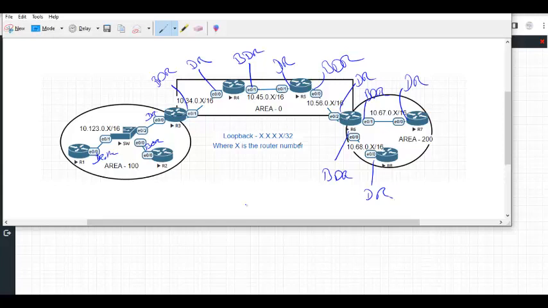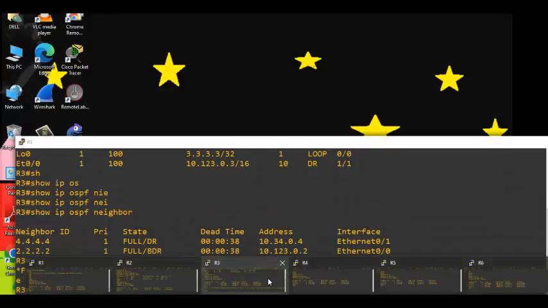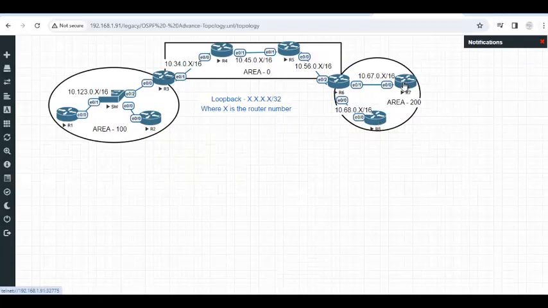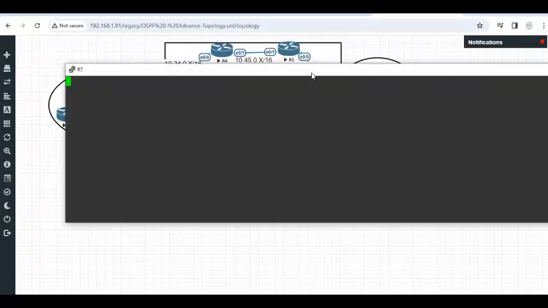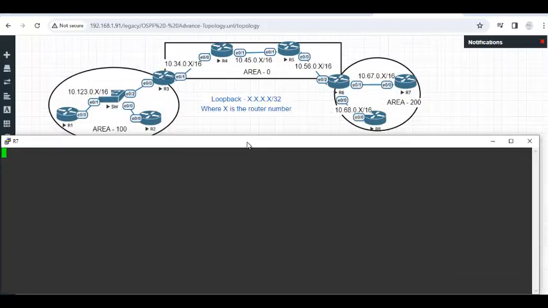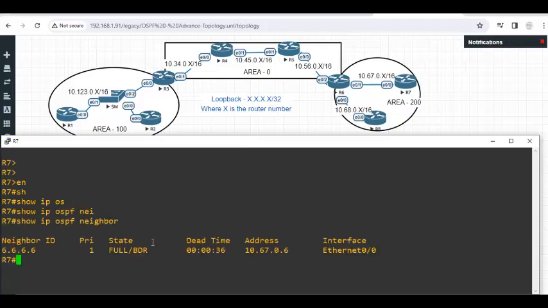Now this is the reason why we learned the NBMA network types. I can now go to router 8. Before that, I'll go to router 7 and show you. Router 7 is going to say router 6 is the BDR. Yes or no? It is true. Router 6 is a BDR. And what about router 8?